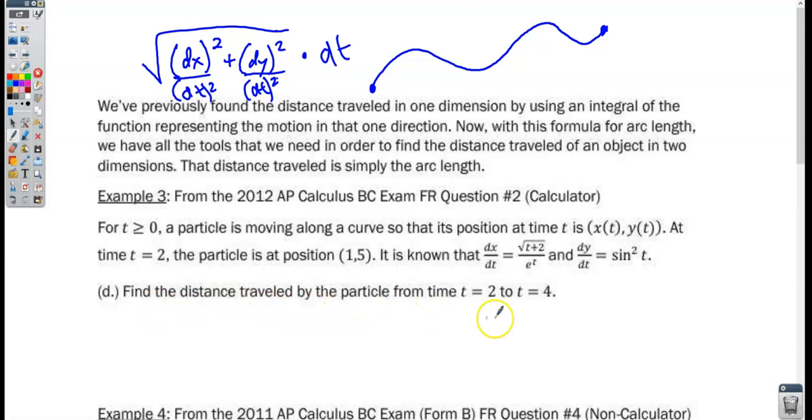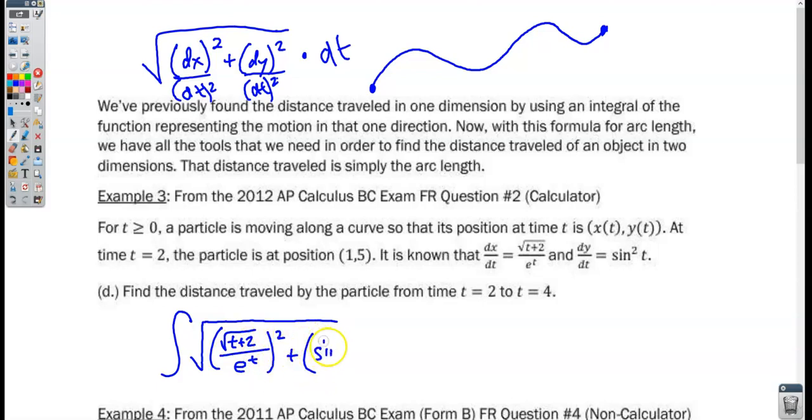And so to find the distance traveled, we're going to take the integral of the square root of (dx/dt) quantity squared plus (dy/dt) quantity squared with respect to t. Since everything's in terms of t in this arc length formula, we need t as our limits of integration. And so we're going to use time 2 and time 4. And there's our setup to find the distance traveled by the particle.